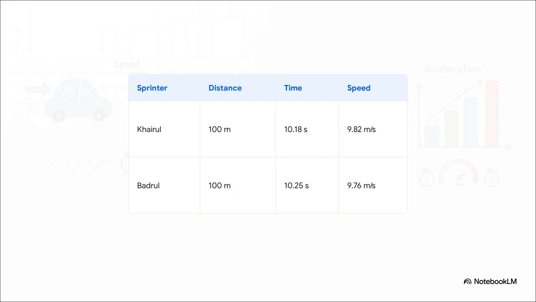Now, this is a perfect real-world example of the formula in action. Take these two sprinters, Kyrol and Bodrol. They're running the 100-meter dash. Kyrol finishes in 10.18 seconds, and Bodrol comes in right behind him at 10.25 seconds. Since Kyrol takes slightly less time to cover that exact same 100-meter distance, basic logic tells us his speed has to be higher, right? And the math absolutely backs that up. 100 divided by 10.18 gives Kyrol a winning speed of 9.82 meters per second, just edging out Bodrol's 9.76.